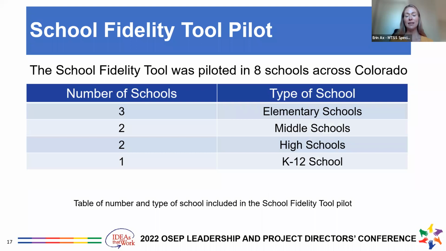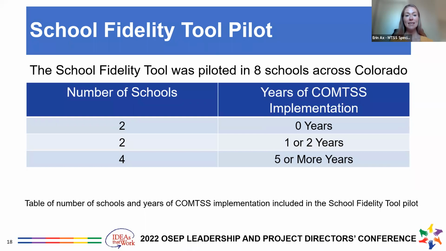After we developed the school fidelity tool, it was piloted in 8 schools across Colorado. The table on the screen shows the number and type of schools that participated in the pilot. 3 elementary schools, 2 middle schools, 2 high schools, and 1 kindergarten through 12th grade school participated. This table shows the number of schools in the pilot by years of COMTSS implementation. 2 schools in the pilot had not implemented COMTSS. 2 schools had implemented COMTSS for 1 to 2 years, and 4 schools had 5 or more years of COMTSS implementation.